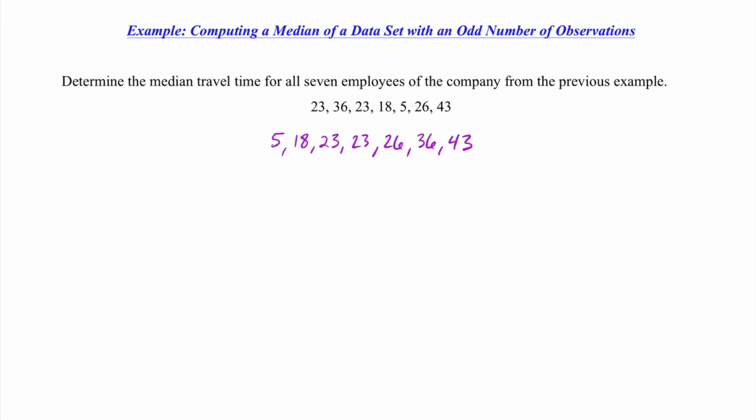What makes us happy is that since we've got 7 employees, we've got an odd number of observations, and we get to find our median by simply selecting the middle value of our data set. Of course, the middle value that I see is a 23, so that means our median is equal to 23.